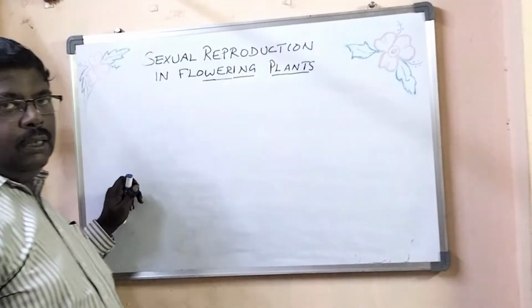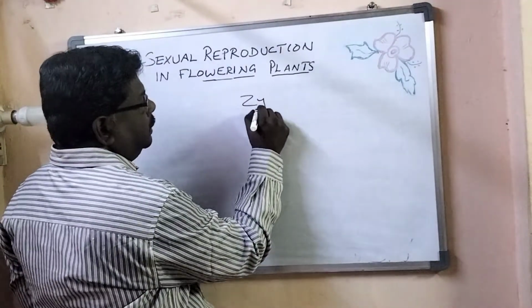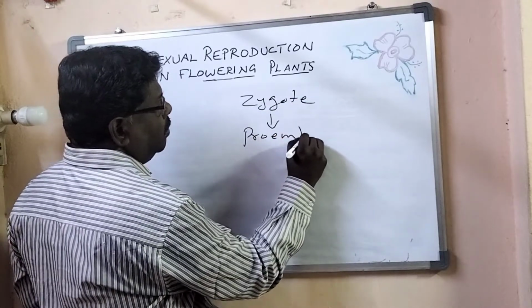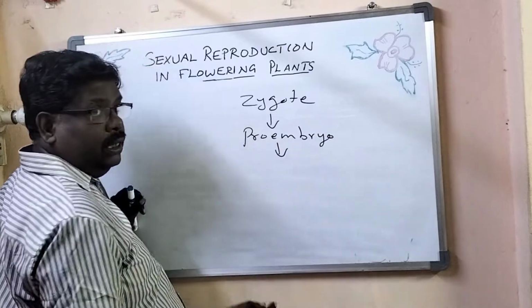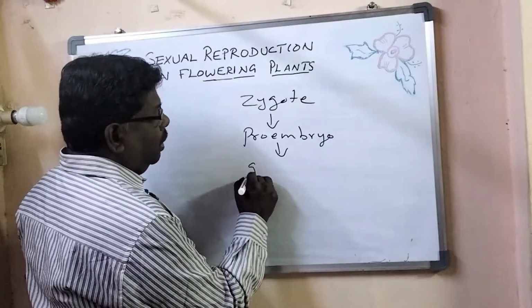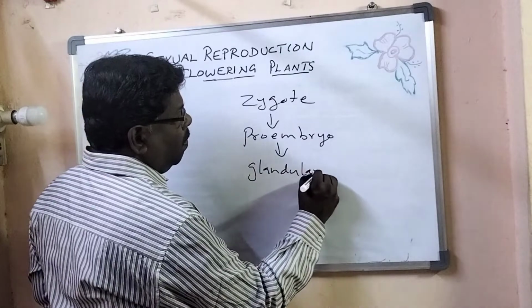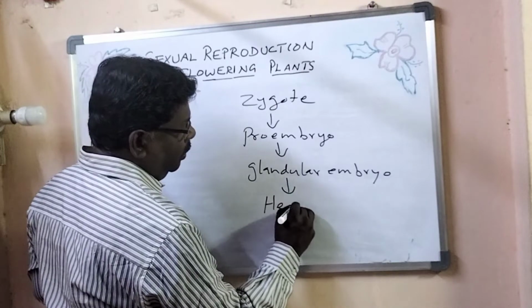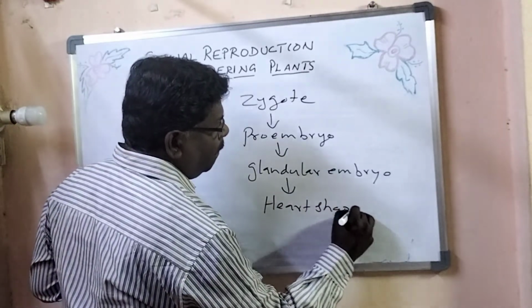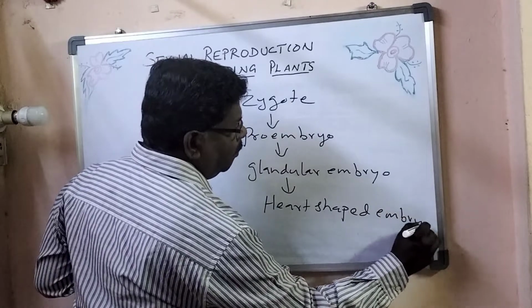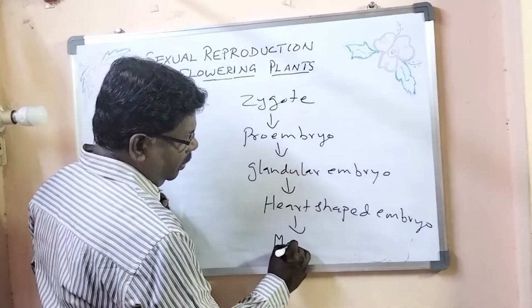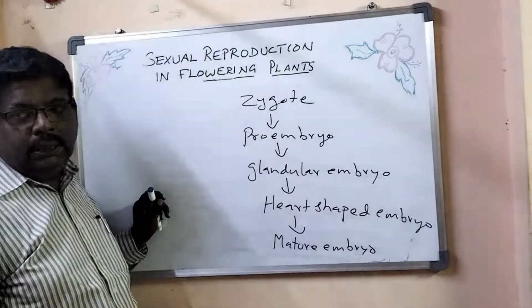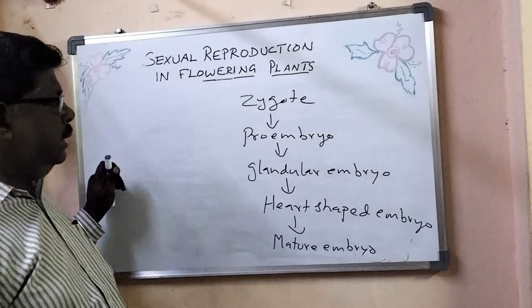So actually this happens like this. Zygote, the product of fertilization, will give rise to the pro-embryo. This pro-embryo will modify into a globular embryo. This globular embryo will become a heart-shaped embryo. And finally it becomes a mature embryo. So these developmental stages are called embryo journey.